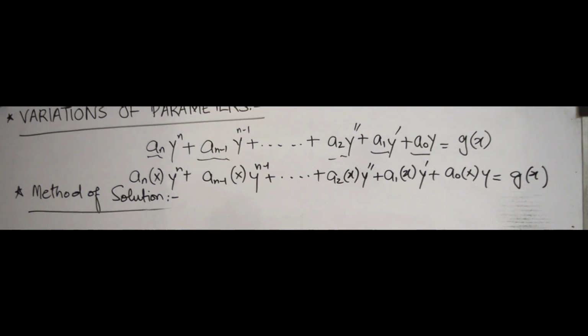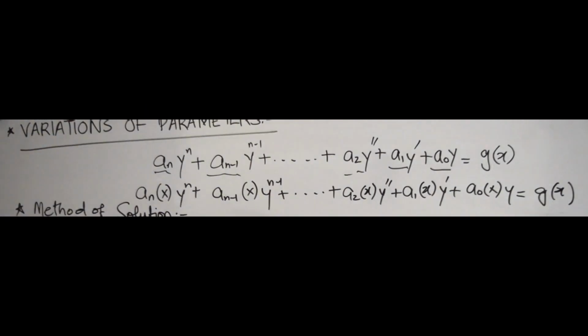But now, all those previous methods were restricted to constant coefficients. Like if we have the equation a_n y^(n), that means the nth derivative of y, plus a_(n-1) y^(n-1), that is the (n-1)th derivative of y, and so on, a2 y'' plus a1 y' plus a0 y, with constant coefficients.